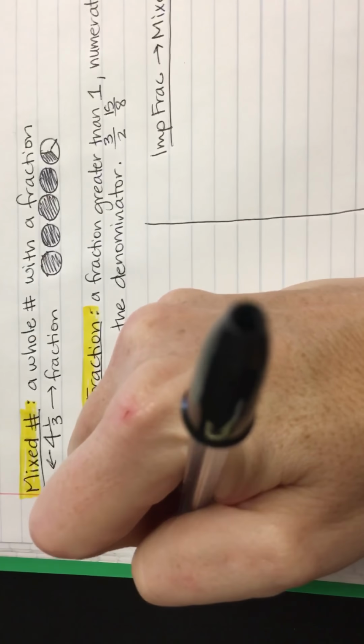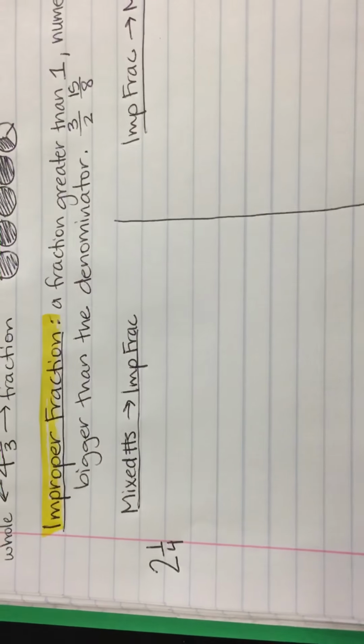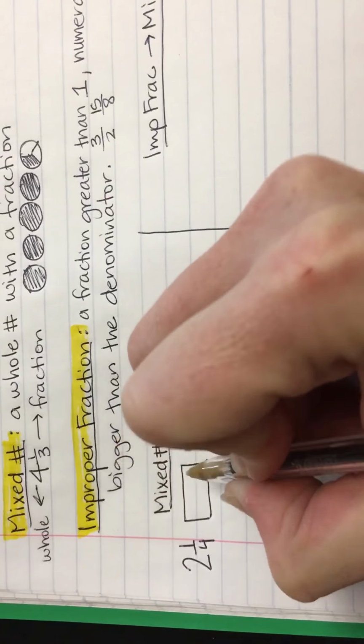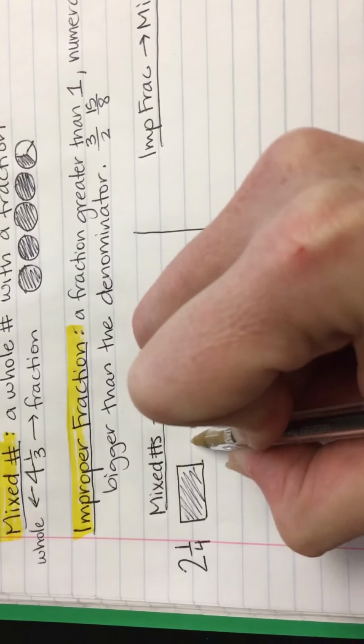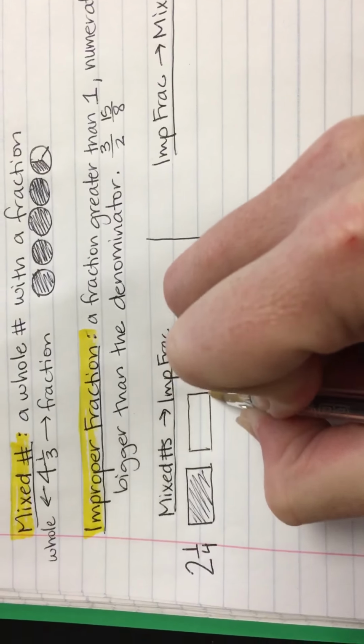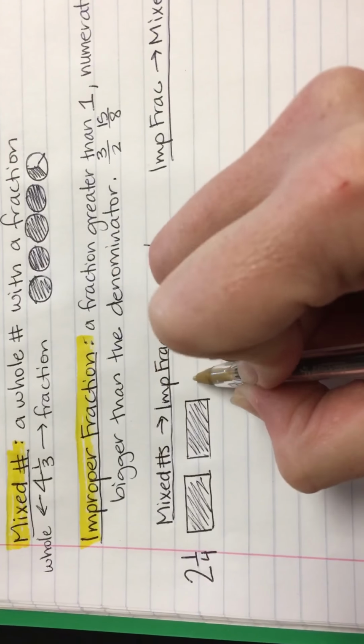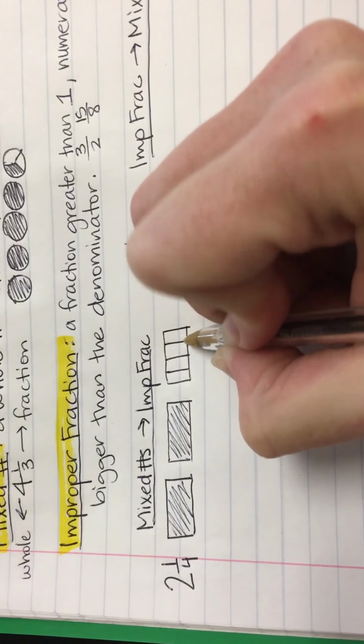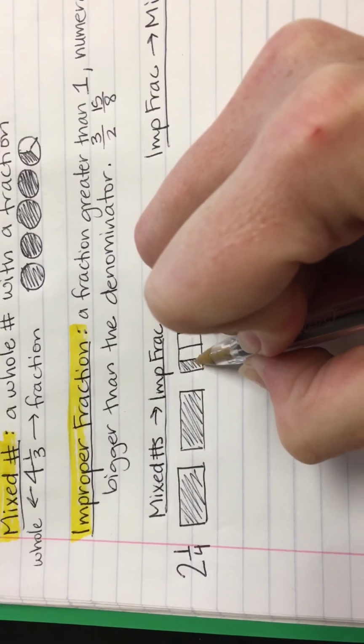So let's say that I have the mixed number 2 1/4. So 2 1/4 literally means I have two wholes. So I'm going to draw two boxes colored in their entirety. And then I'm going to draw in a third box, but this one's going to be split into fourths, and I only have one of those.